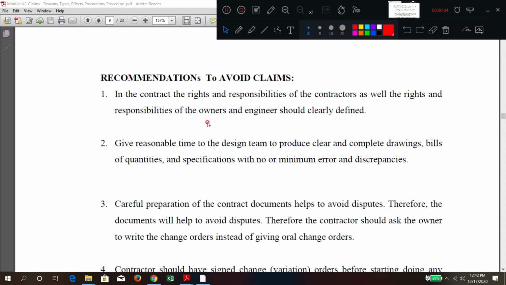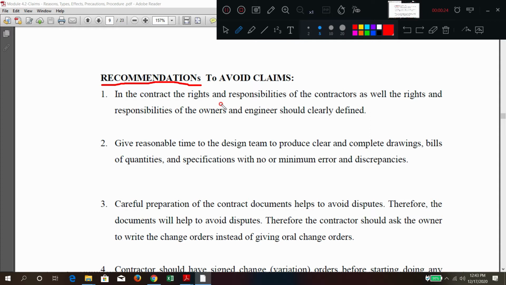Good morning. So we will continue with the discussion on claims. Here, some recommendations are given, listed to avoid claims. So many recommendations are there.